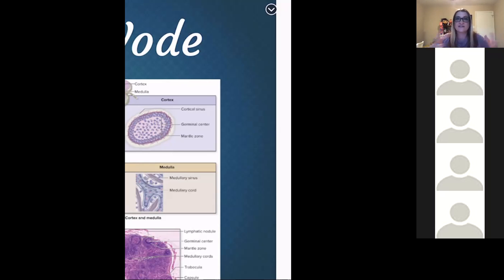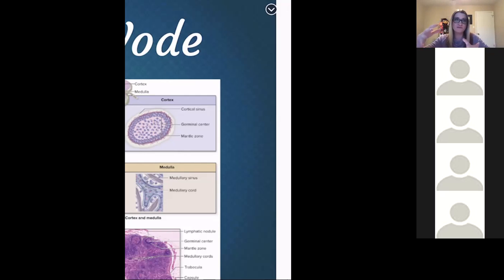And this area is full of B lymphocytes. When the B lymphocytes get the message from the T lymphocytes, then they can get activated. And this is why it's called the germinal center. These B lymphocytes, once they're activated, start multiplying, and they start producing plasma cells and produce antibodies against that specific pathogen. So that's our mantle zone and germinal center for the cortex.